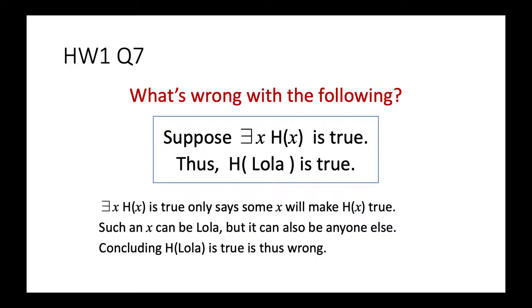By jumping into the conclusion, we are actually pointing out that it must be Lola. But here, "there exists x, h of x" only talks about somebody. So it could be Lola, but it could also be someone else. So we cannot jump into the conclusion. I hope this is somehow easier for people to understand why this is wrong.